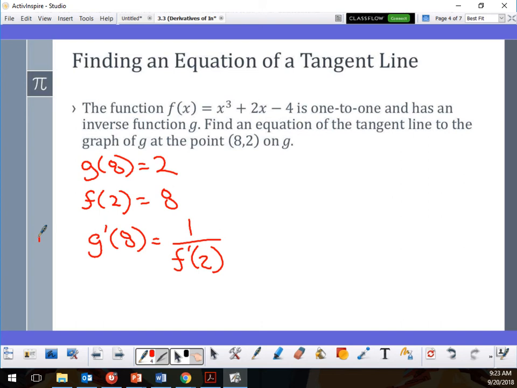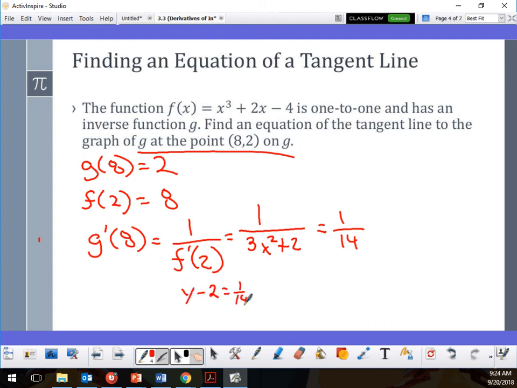So from here, I'm going to go through and find my derivative. My derivative is going to be 1 over 3x squared plus 2, and that's going to give me, at 2, 4, 12, 14, yep, 1 over 14. Now the 1 over 14 represents my slope, because the slope is the derivative. Since we're finding g prime, and I have the point there, it's going to be y minus 2 equals 1 over 14 times the quantity x minus 8.